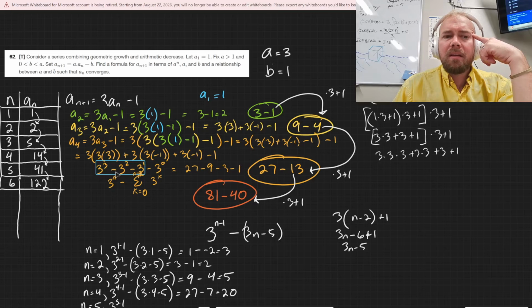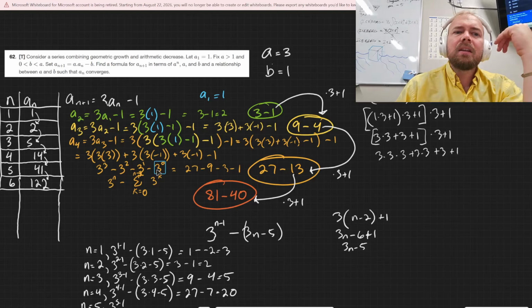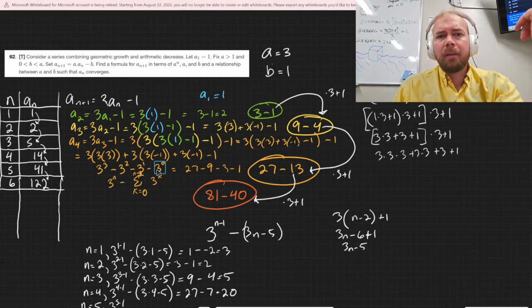3 to the n minus 3 to the n minus 1 minus 3 to the n minus 2 minus, and you just keep going down until you get back down to 0, because ultimately at the tail end of your recursive is always a minus 1.